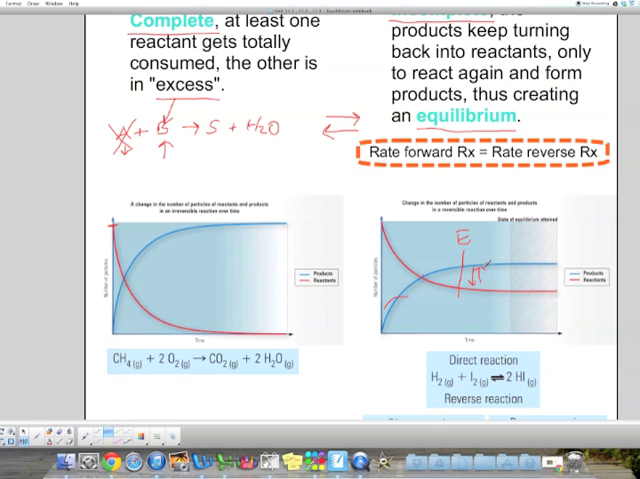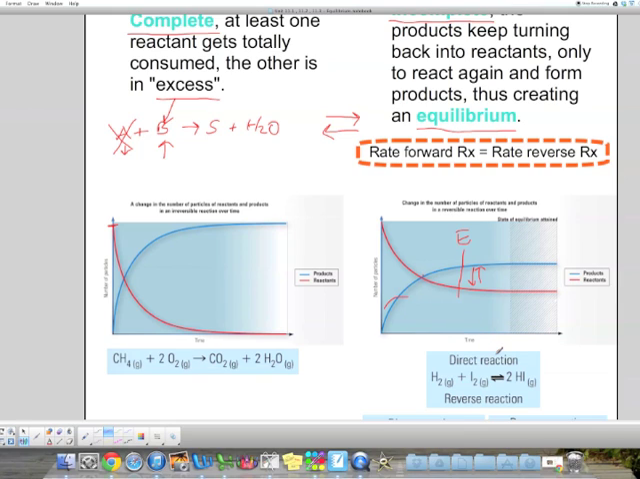So neither are at zero. My reactants will never reach zero because my products start reverting into reactants. So it's always supplying matter on the reactant side of the equation. So because I never reach zero, this line will never touch my x-axis. It always stays stable at some point. So at the point at which your two concentrations become flat, stable, that's where we reach the equilibrium.